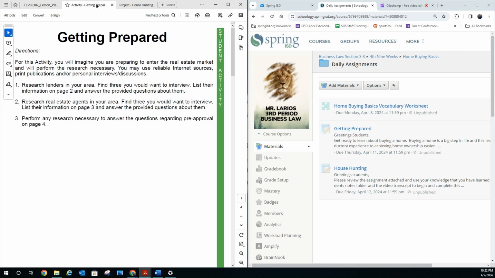Now, your next assignment is getting prepared. Now, getting prepared is an assignment that you will imagine that you are actually preparing to enter the real estate market and look for a home. All right, you will be assigned a specific need. So you are going to be given a price point. You are going to be given a specific set of requirements to look at for your homes, and you guys will be looking at HAR so that you can go ahead and find your own home.